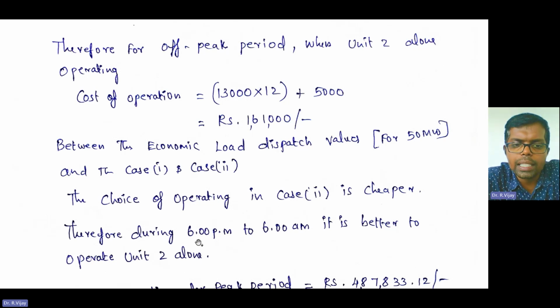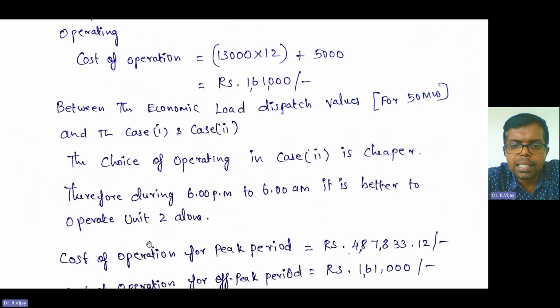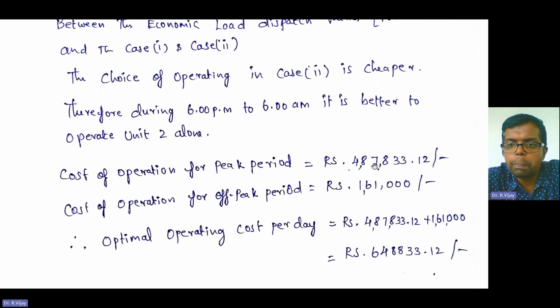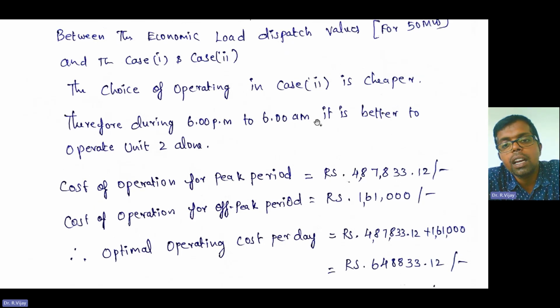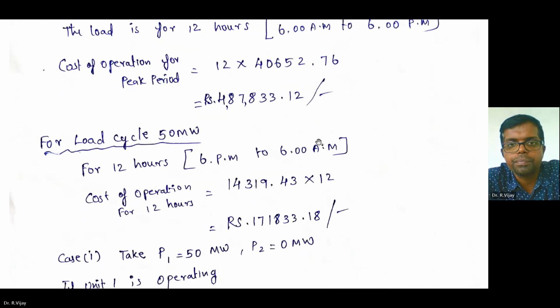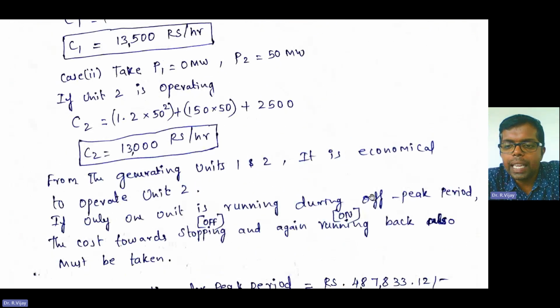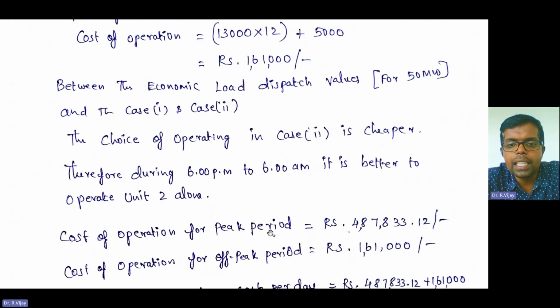Therefore, from 6 p.m. to 6 a.m., it is better to operate unit 2 alone. Now the cost of operation for the peak period is 4,87,833.12. That is with 150 megawatts. Already we calculated that cost for 150 megawatts, which is rupees 4,87,833.12. So that is the cost for the peak period, that is one period, from 6 a.m. to 6 p.m.